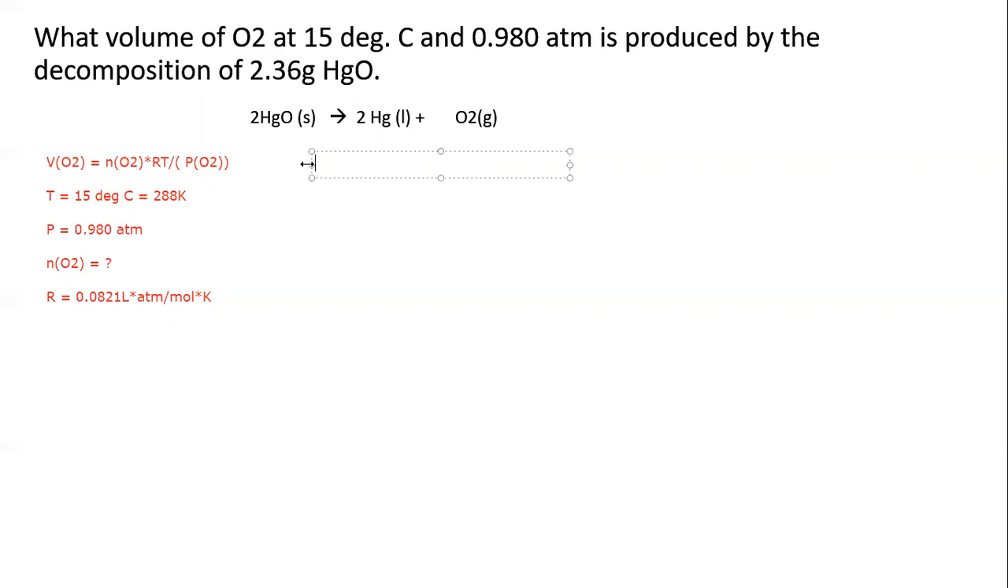And so the way we're going to find moles of O2 is we're going to take the mass of mercury II oxide, convert it to moles of mercury II oxide, and then we can convert it to moles of O2 using stoichiometry. And once we find the moles of O2, we can then find the volume of O2.